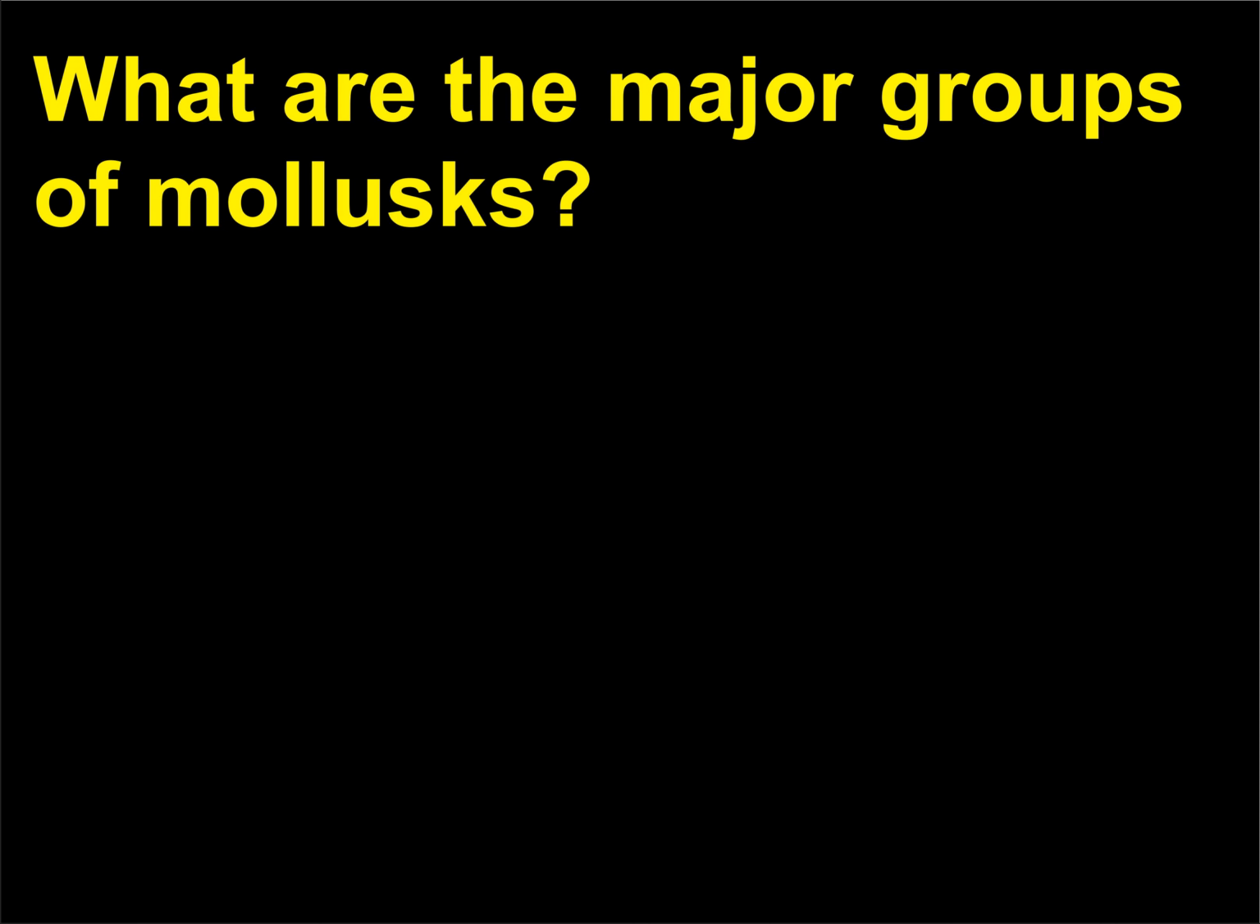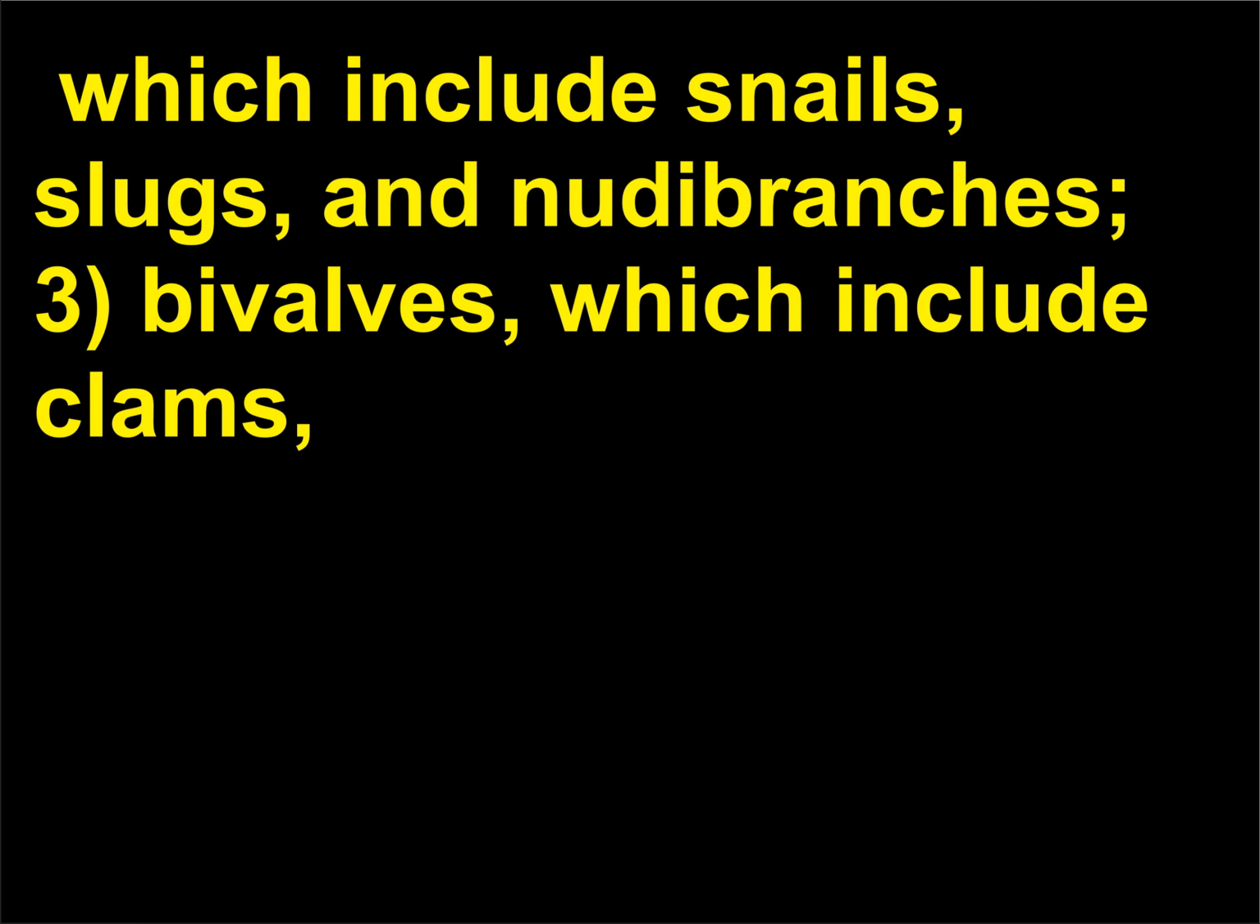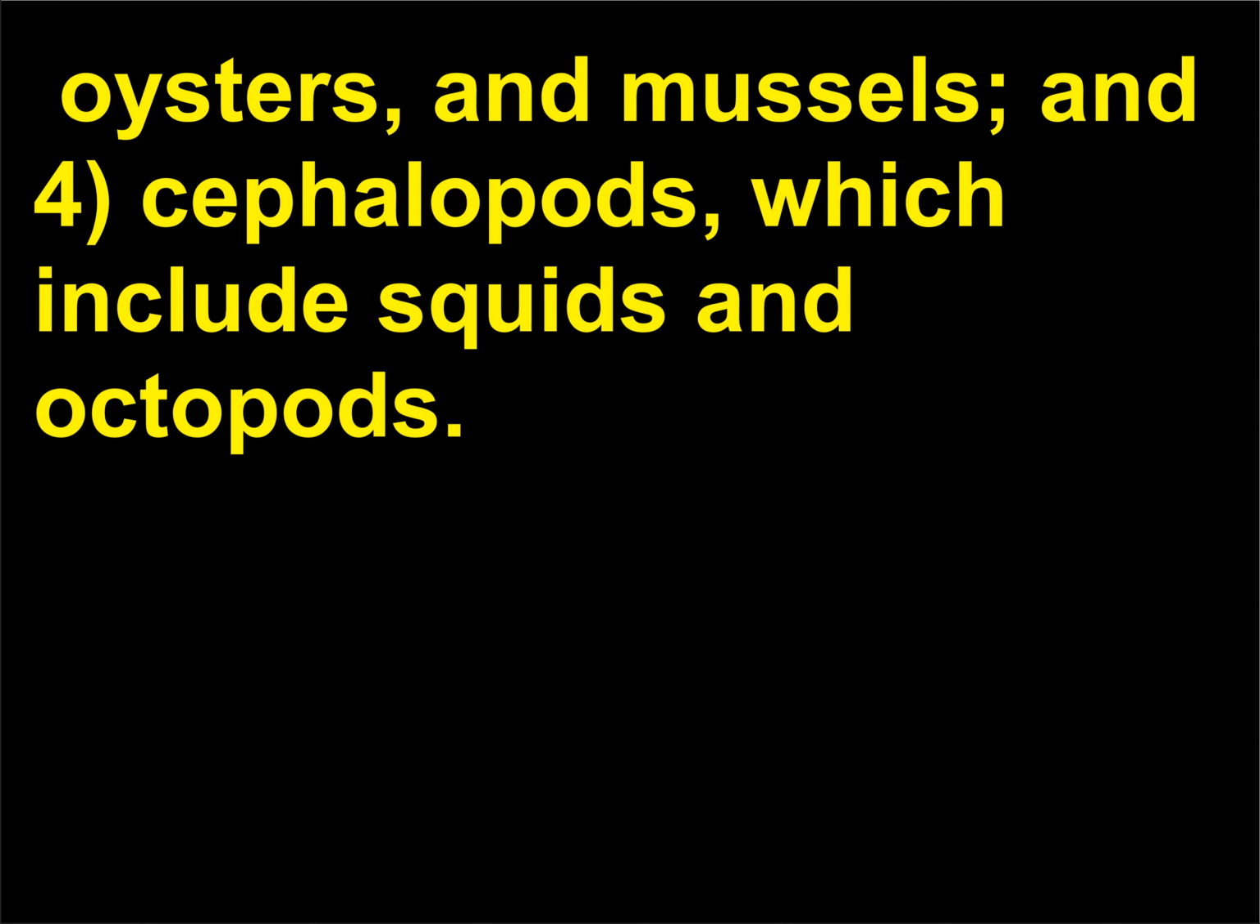What are the major groups of mollusks? There are four major groups of mollusks: 1. Chitons, 2. Gastropods, which include snails, slugs, and nudibranchs, 3. Bivalves, which include clams, oysters, and mussels, and 4. Cephalopods, which include squids and octopods.